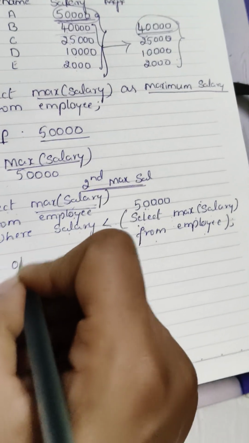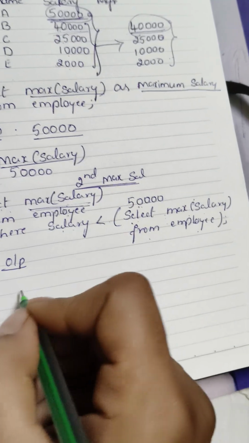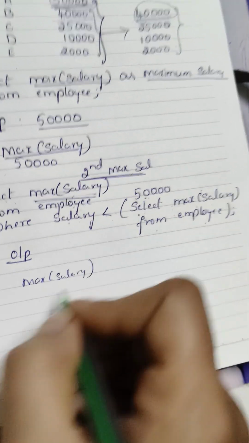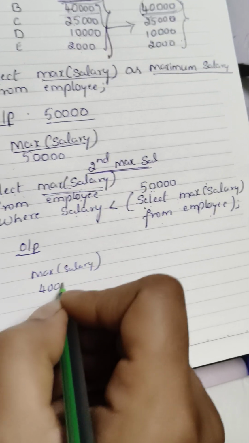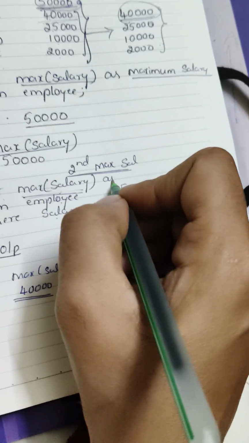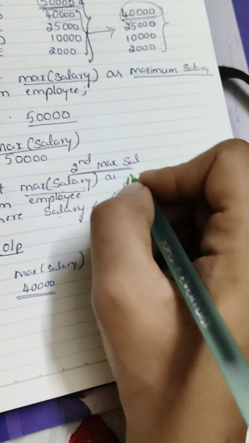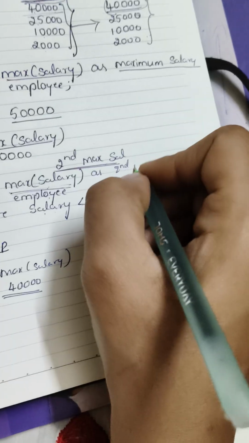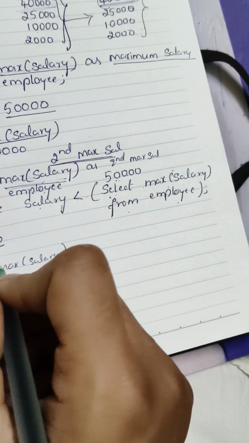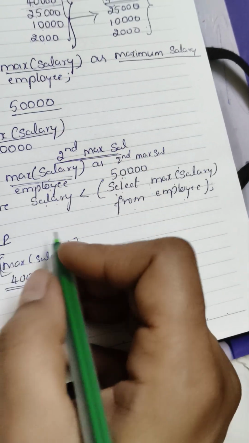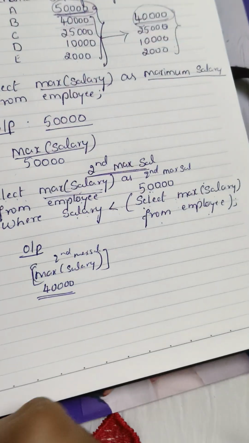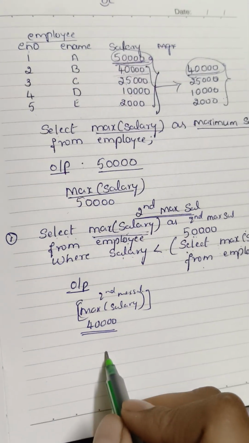The output will be like this. Output is max of salary, 40,000. So this is the second maximum salary. You can also write this in alias form: instead of max of salary, I will write second max sal. So it will replace this name with second max sal. Okay, so this is how to find out the second maximum salary.